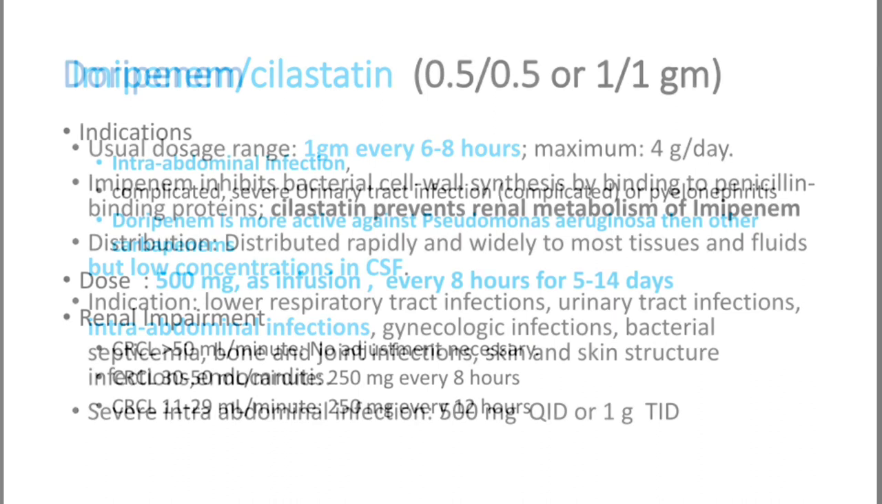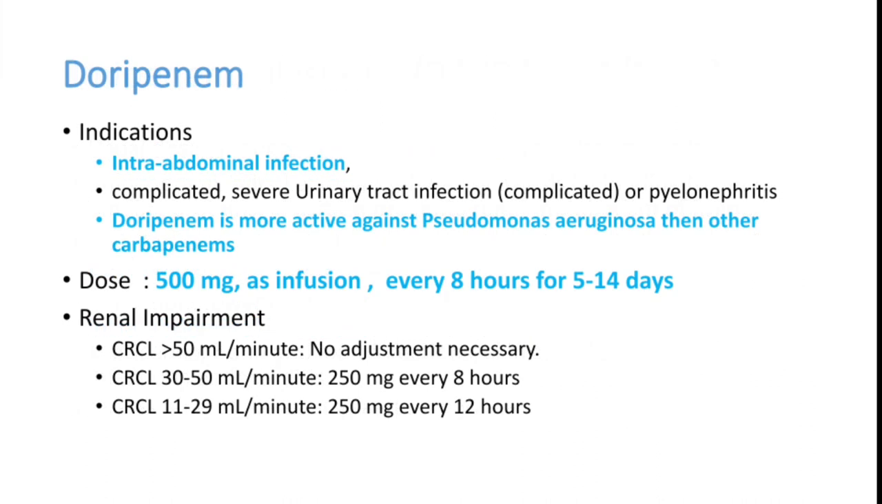Next drug is doripenem. Doripenem is also mainly used in intra-abdominal infection. It's more active against Pseudomonas aeruginosa than other carbapenems. Dose of doripenem is 500 milligram as an infusion every 8 hours, 5 to 14 days. All these drugs should be titrated according to the creatinine clearance.